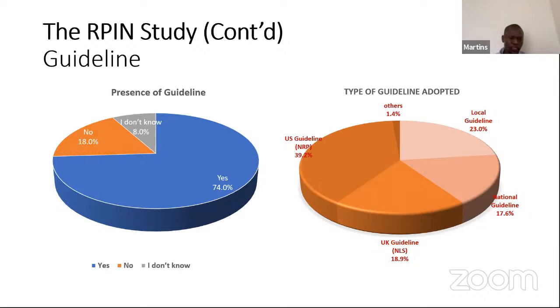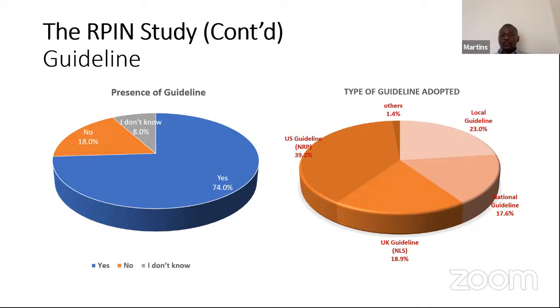And 74% agreed to have a guideline. 8% said they don't know if there is a guideline, and the rest said we don't have a guideline. Like I said earlier, there may or may not be a guideline, but there is actually an unwritten protocol that you tend to follow when you go to resuscitate this preterm infant.